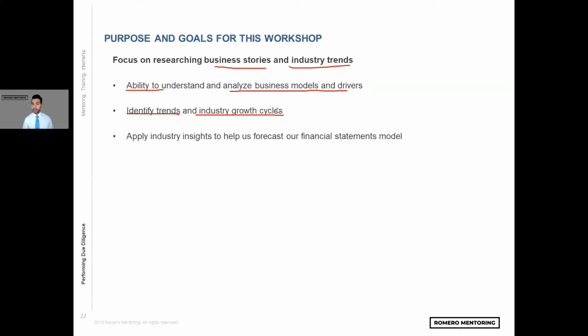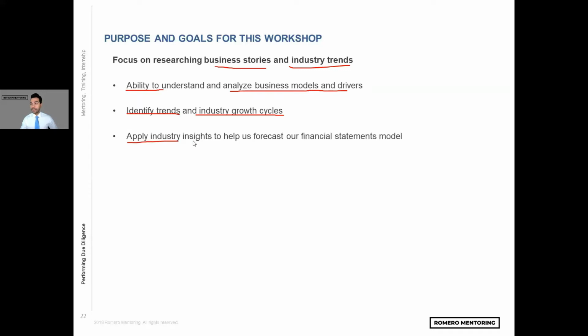Also, in 1999 and 2000, during the dot-com bubble, right? This is why it's important to understand the economic cycle, because we don't want to be caught at the top or at the peak, making investment analysis and taking on new positions when we are at the top of those economic cycles. So that's why it's so important to identify industry trends and industry growth cycles.